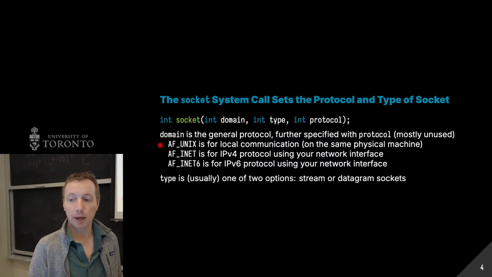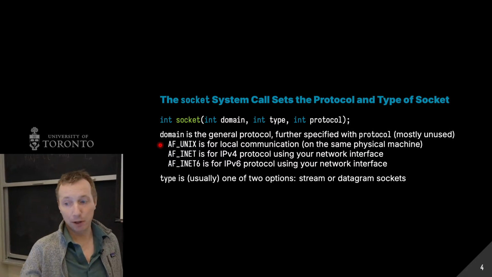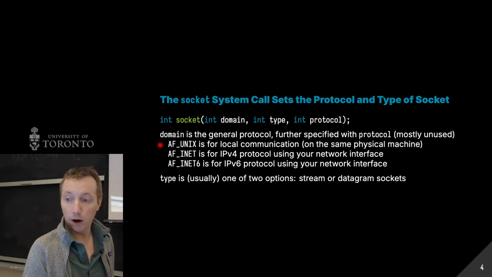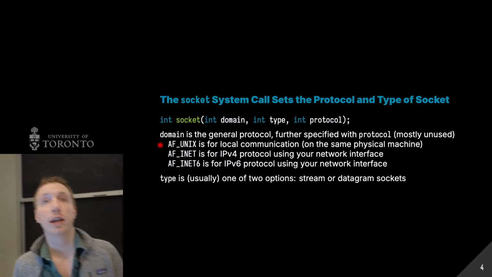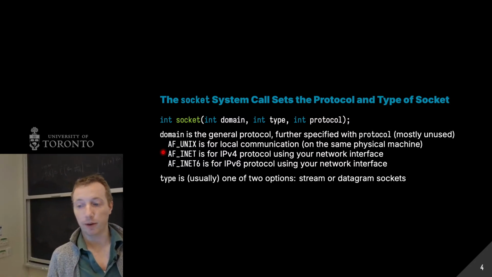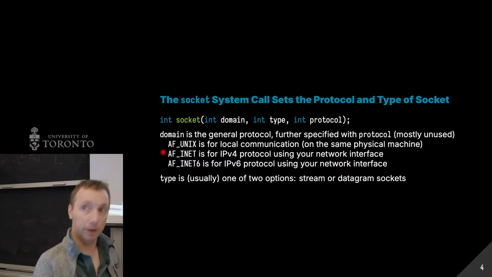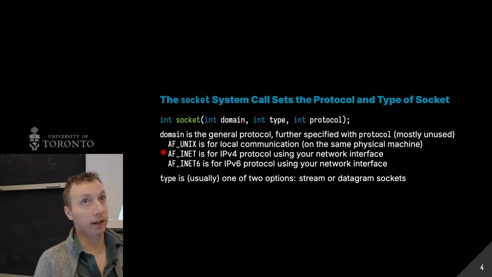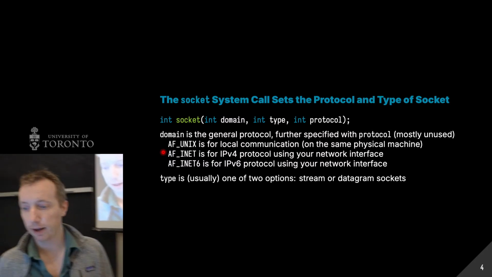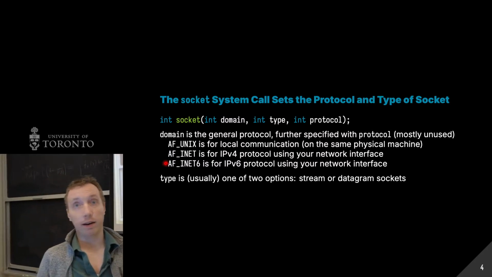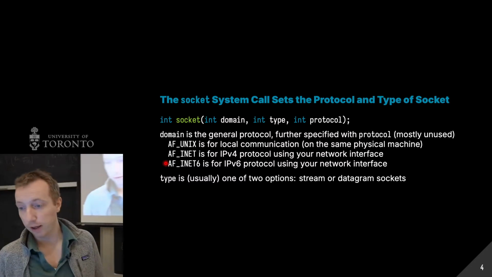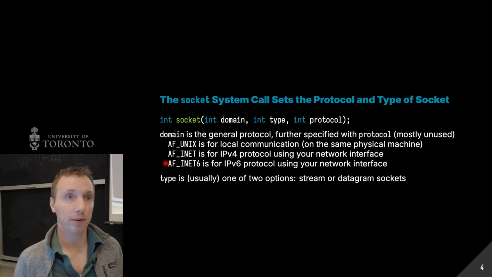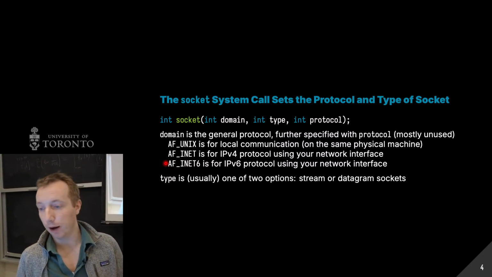So the 3 main ones are AF_UNIX, so that's for local communication, so on the same physical machine. And then if I want to use the internet, well, there's AF_INET, that's for IPv4, so normal IP addresses like 8.8.8.8 or something like that. And then there's AF_INET6 for IPv6. So that's just longer IP addresses because we've run out of IP addresses.